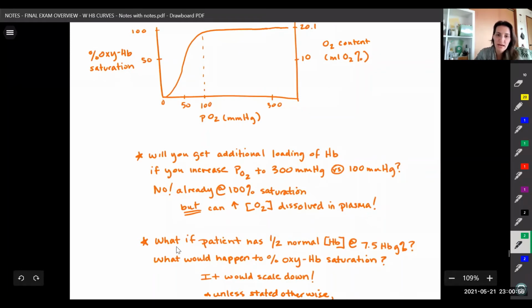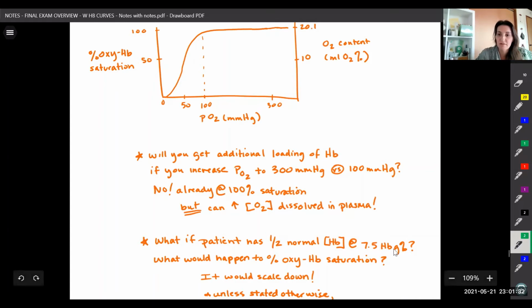Another scenario question I have here. What if a patient has half the normal hemoglobin concentration rather than the 15 grams percent? Let's say they have 7.5 grams percent. We can ask what would happen to their percent oxyhemoglobin saturation? Would it scale down? What's going to happen to their oxygen content? Well, we know what would happen to their oxygen content because we can do a quick calculation to determine what the oxygen carrying capacity of their blood would be, the hemoglobin.